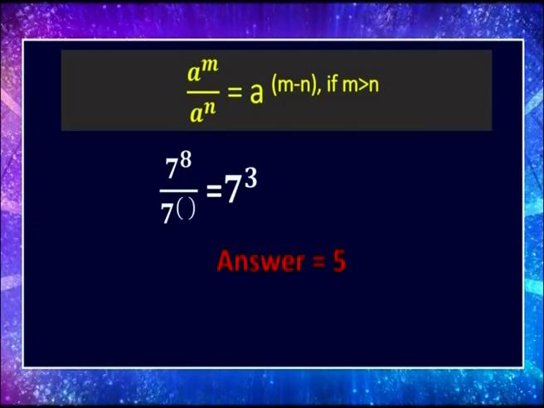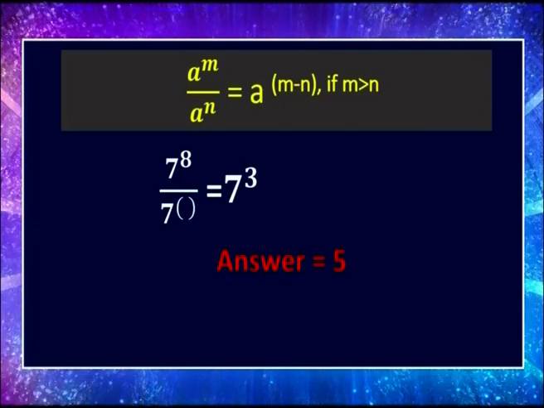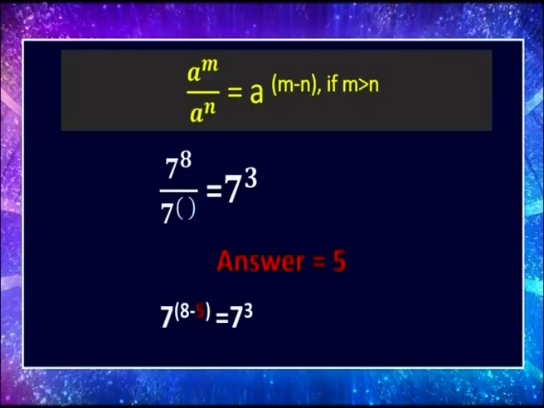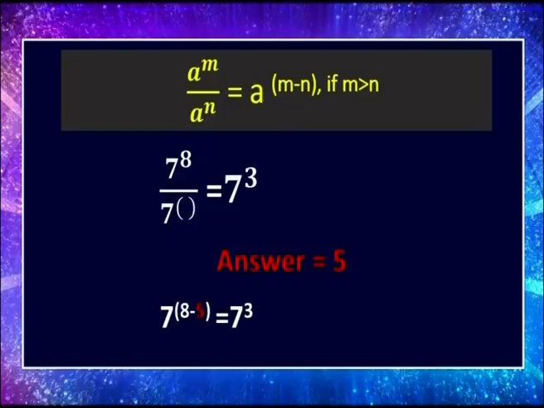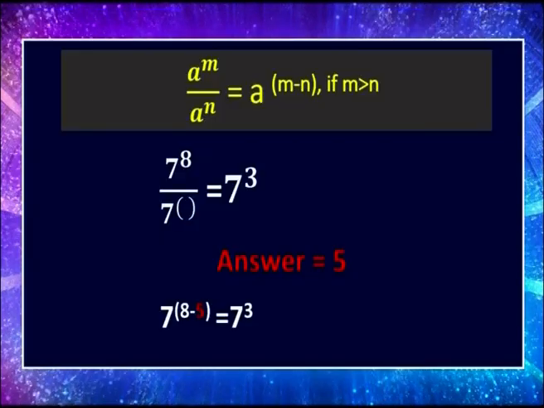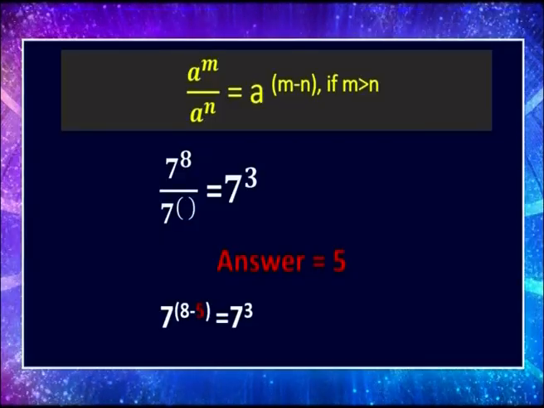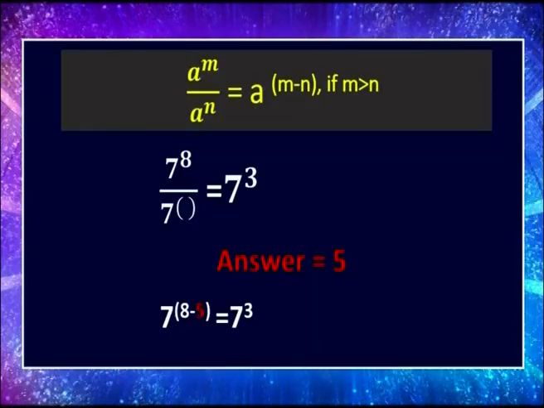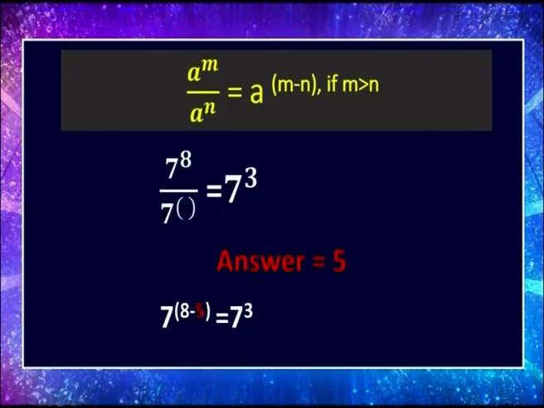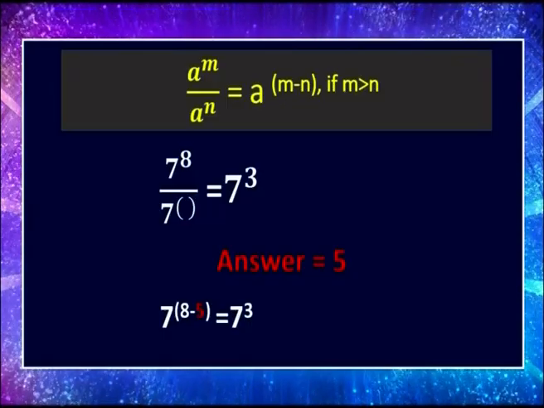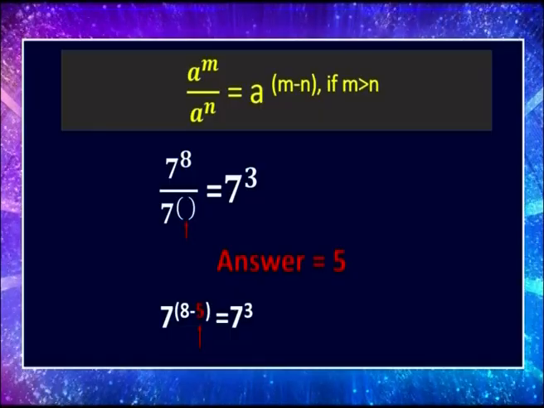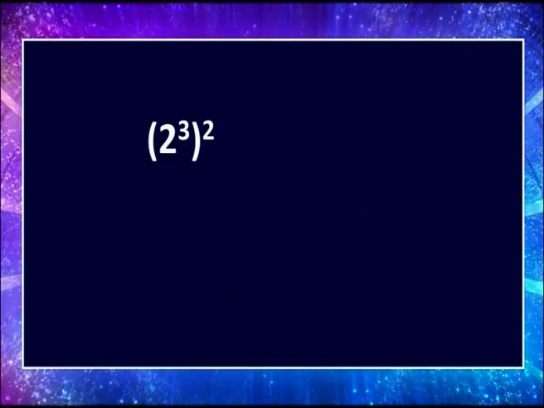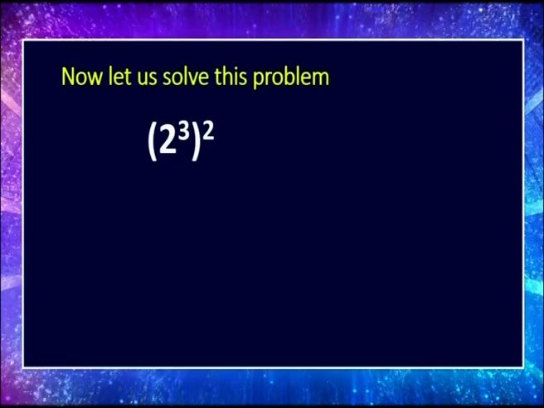How did you get 5 here? Why not 4? Let us see. See, right side 7 to the power of 3 is there. So the exponent is 3. So how did you get 3 here? When you subtract 5 from 8, you will get 3. So the number in the bracket should be 5 like this. Now look at this problem, 2 to the power of 3 and whole to the power of 2.